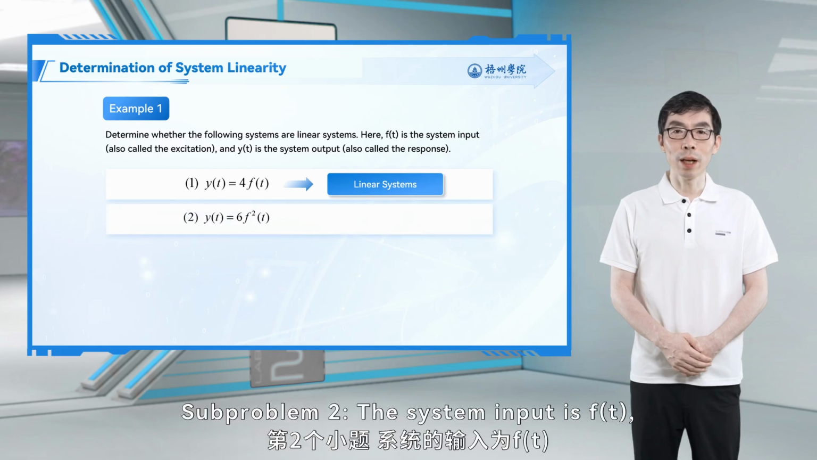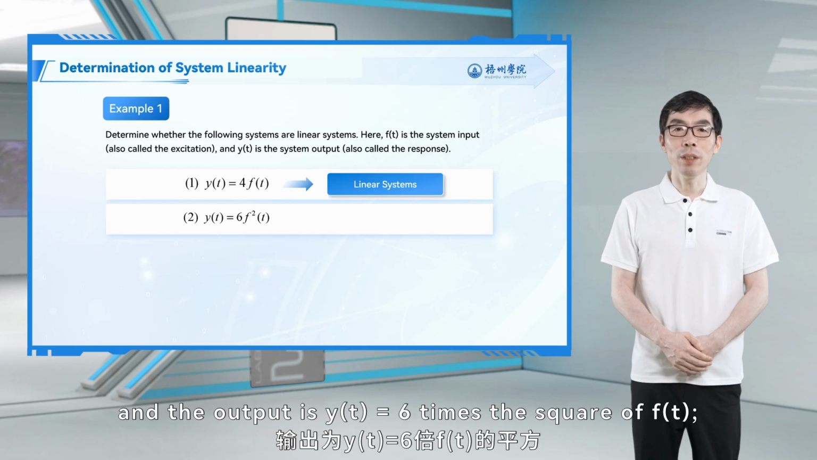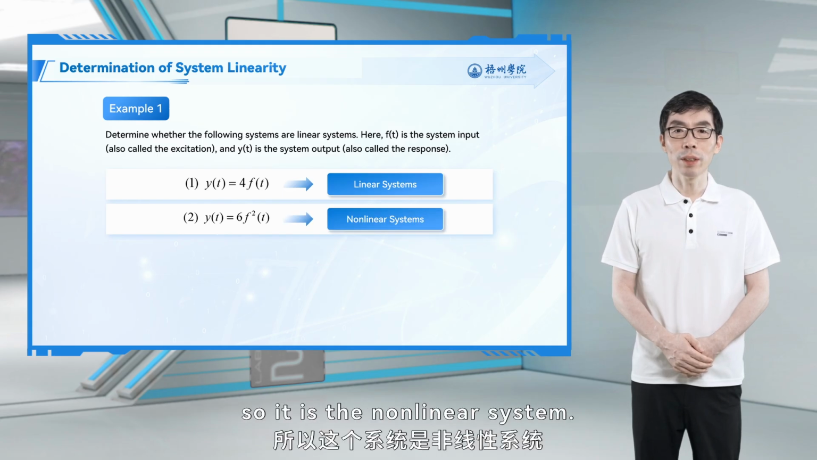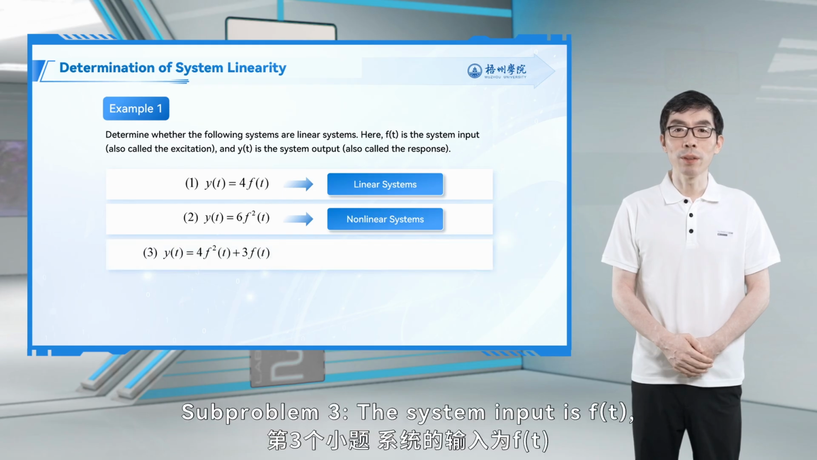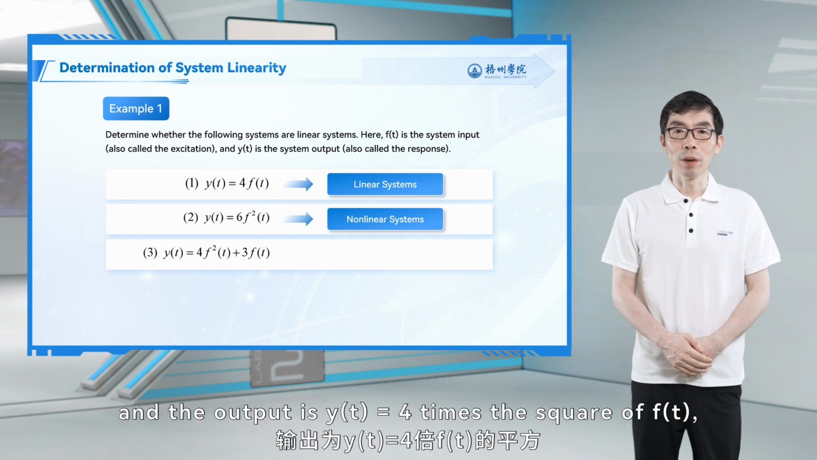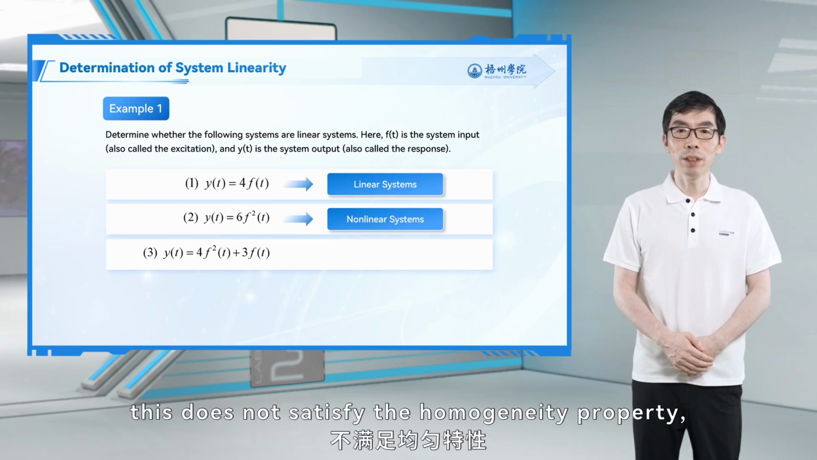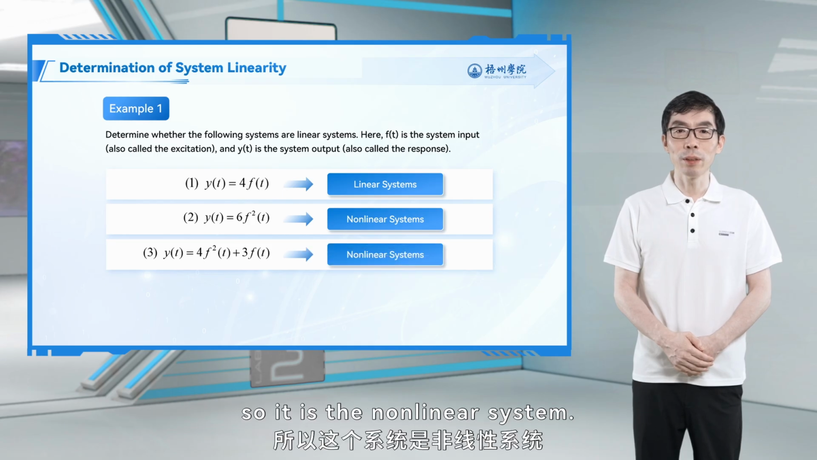Subproblem 2. The system input is f(t), and the output is y(t) equals 6 times the square of f(t). This does not satisfy the homogeneity property, so it is a nonlinear system. Subproblem 3. The system input is f(t), and the output is y(t) equals 4 times the square of f(t) plus 3f(t). This does not satisfy the homogeneity property, so it is a nonlinear system.